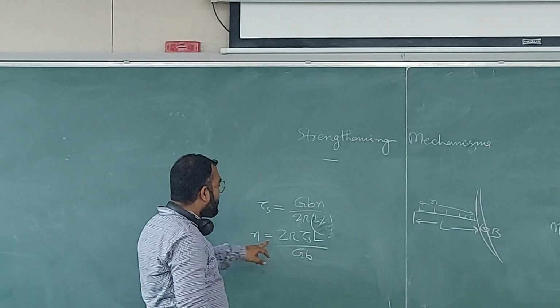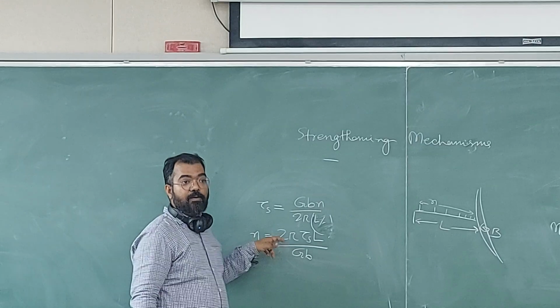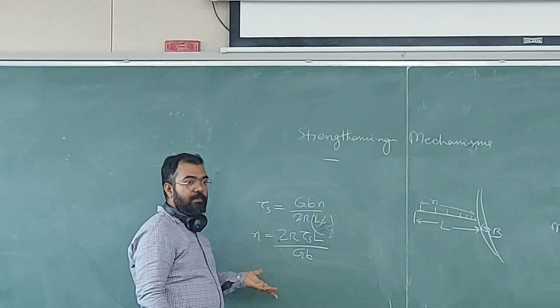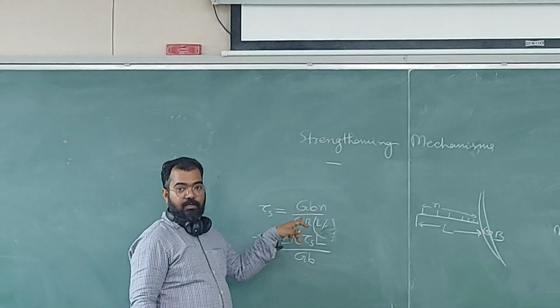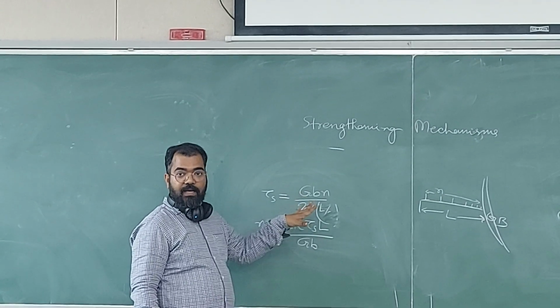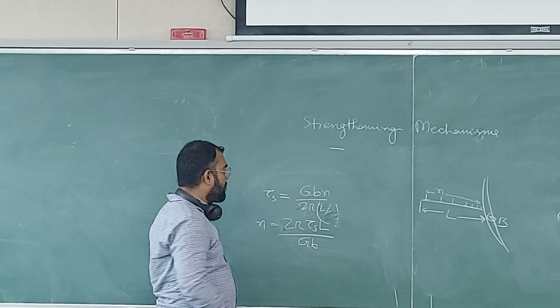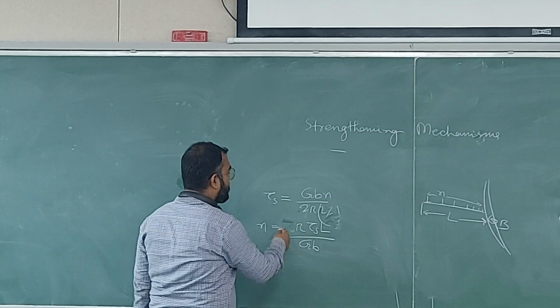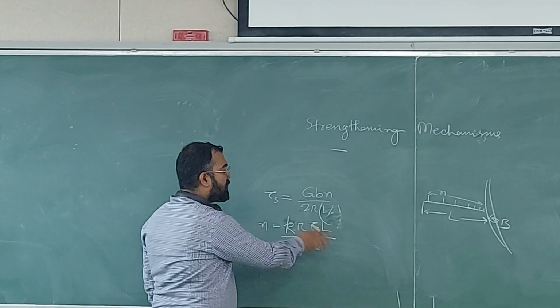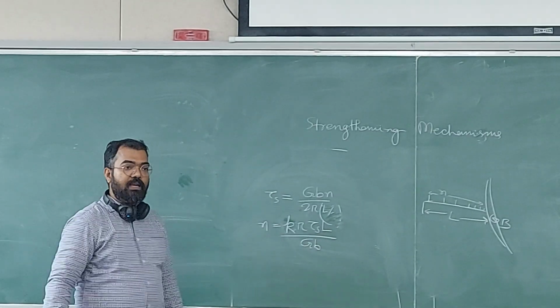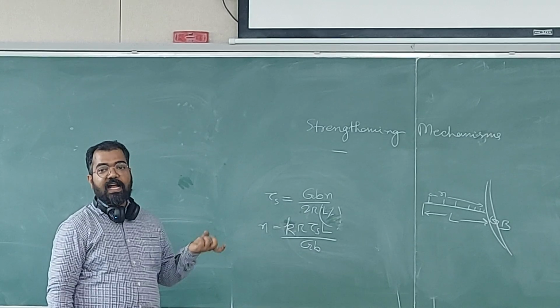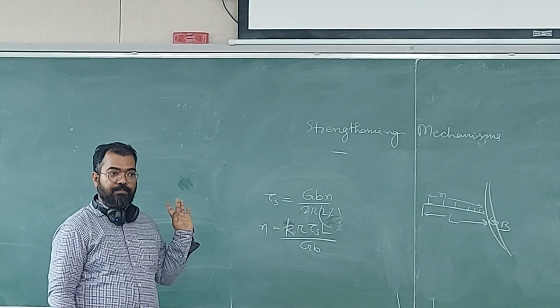This constant might be different. It might not be 2, because this is for screw dislocation. Gb by 2 pi r is for screw dislocation. So we can replace this with a number k, some constant. We'll define how many dislocations can pile up to a grain boundary.